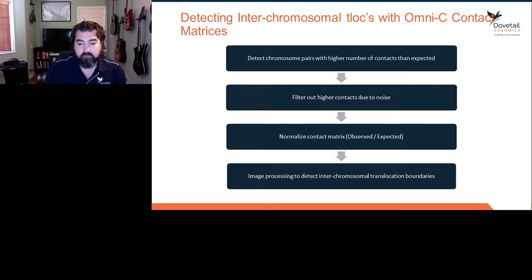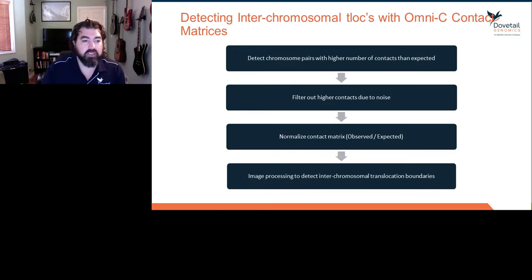Once we have that information and identified the regions that have higher contact, we then filter out the contacts that are generated by the background noise. From there, we normalize that contact matrix to be an observed over expected ratio. And then from there, we use image processing to look at where those contacts are actually occurring across the chromosomes.